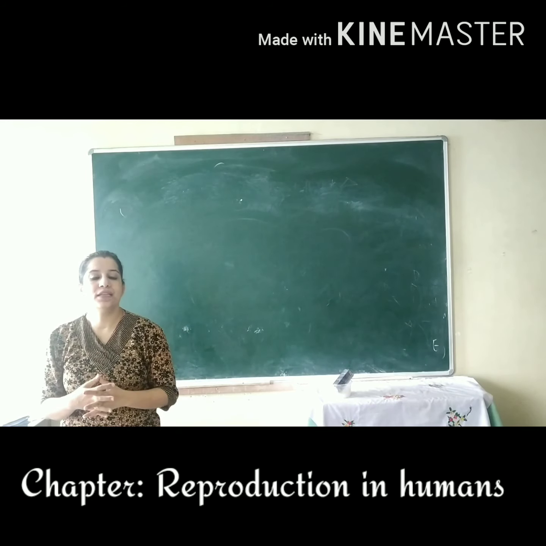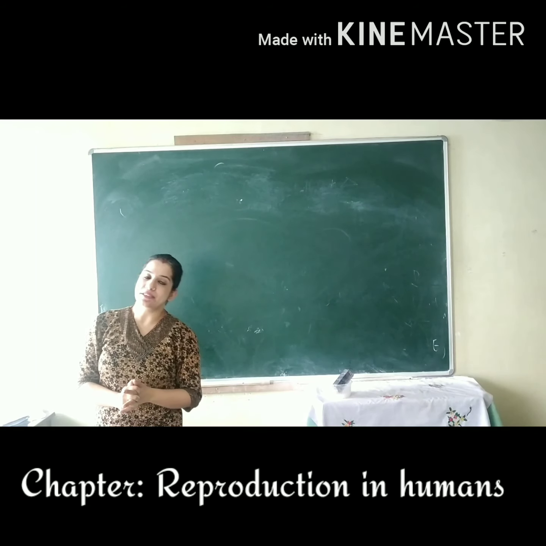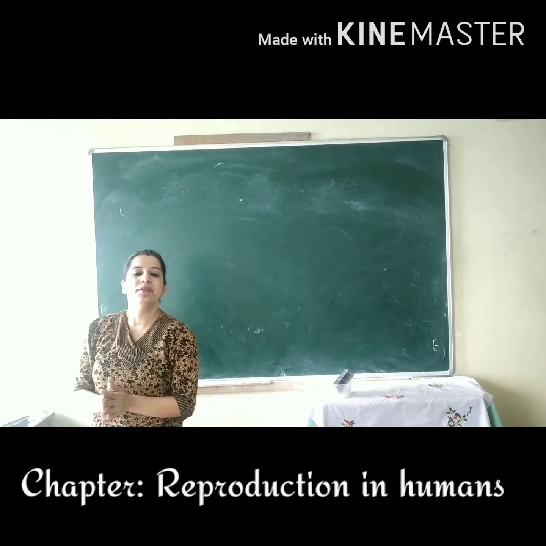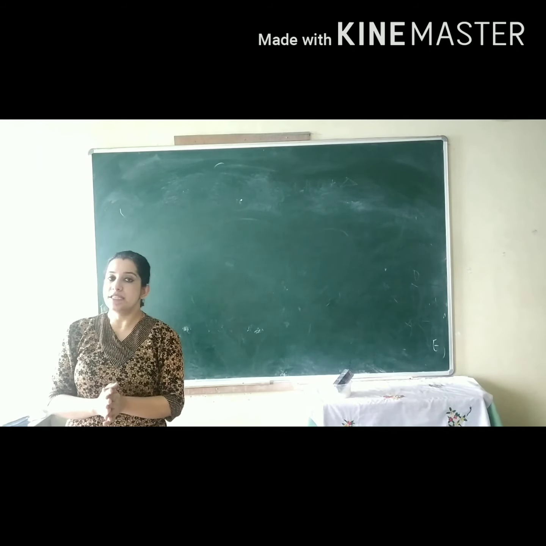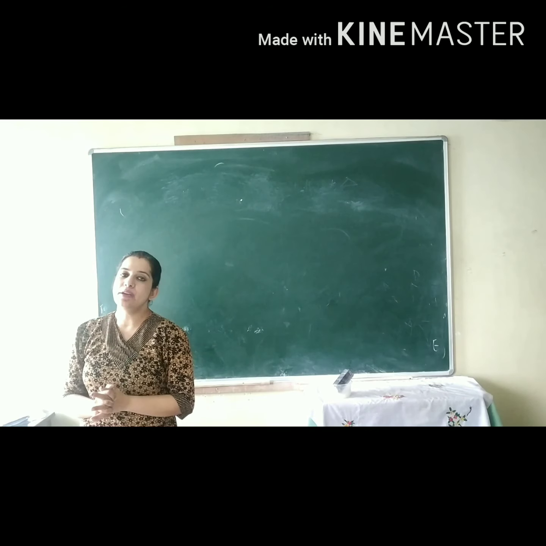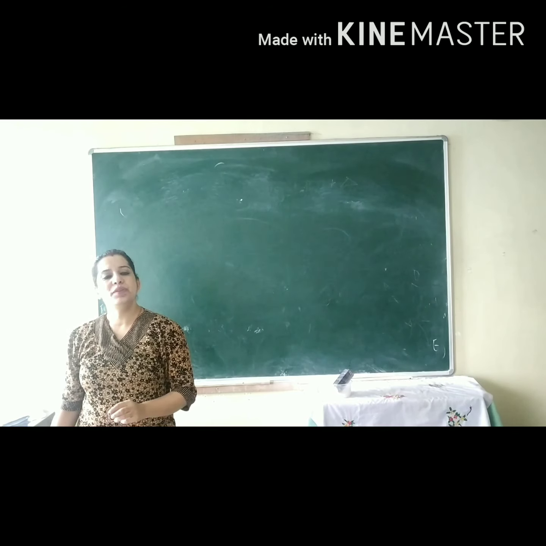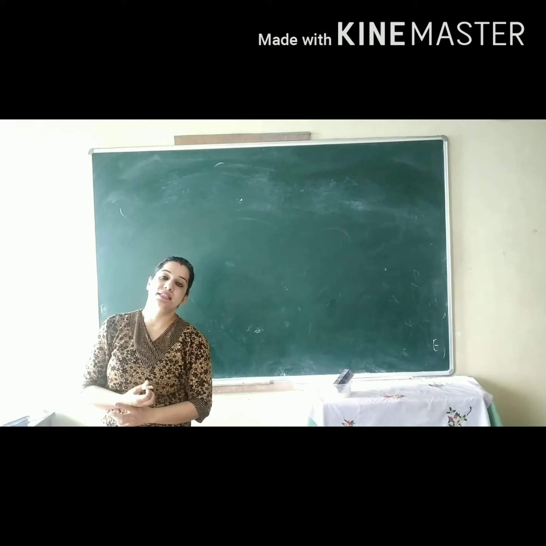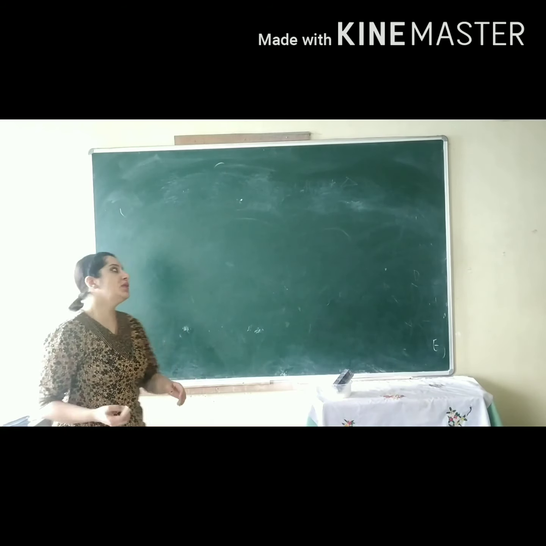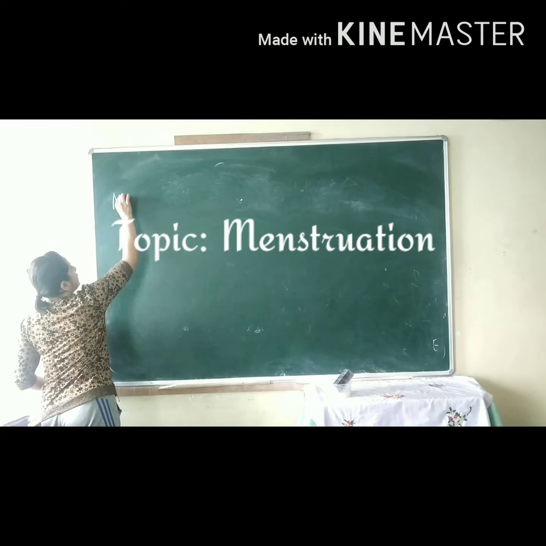We've already done the structure of the male reproductive system, the structure of the female reproductive system. Today, continuing with the female reproductive system, we will be doing a very important process that occurs in females known as menstruation.